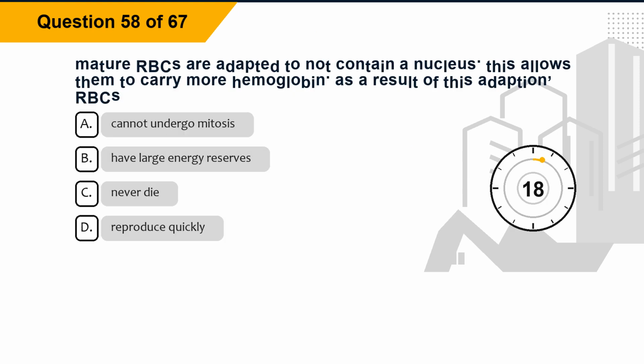Question 58. Mature RBCs are adapted to not contain a nucleus. This allows them to carry more hemoglobin. As a result of this adaptation, RBCs.